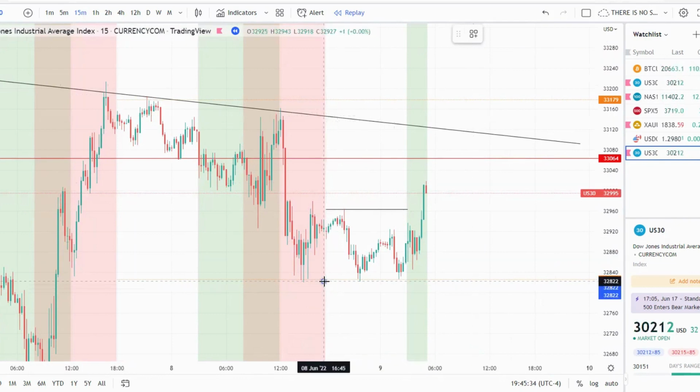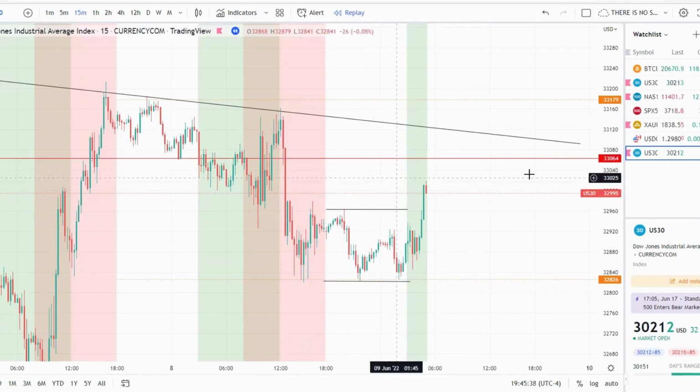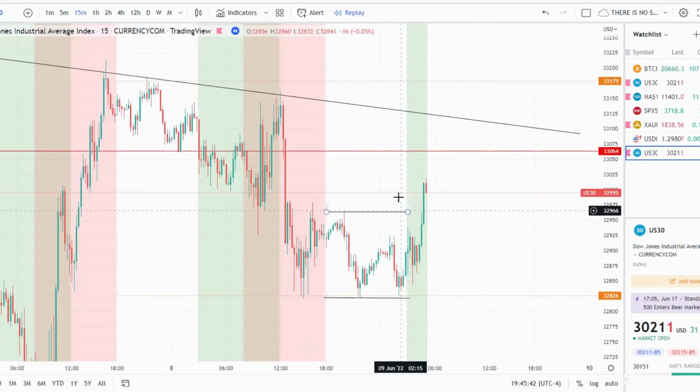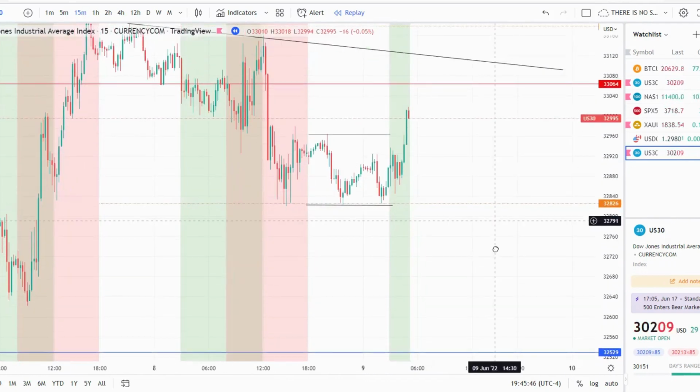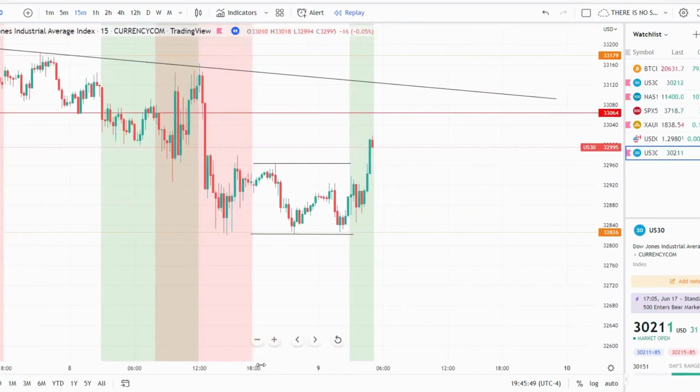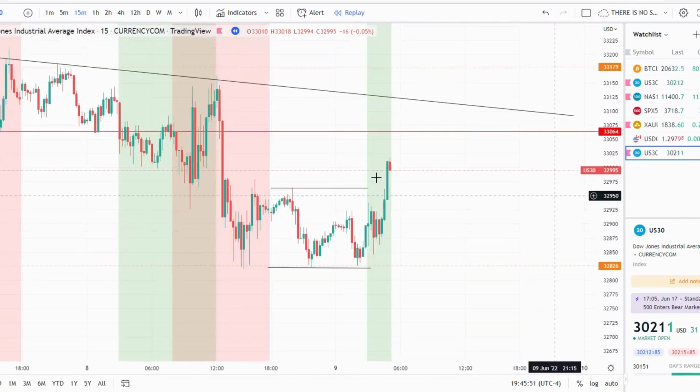So I have Asia's high, Asia's low here. I see that we've been taking out some buy side liquidity, right? We definitely have been taking out some buy side liquidity. This is London's high, right? And what else can we notice here? What else do we notice?